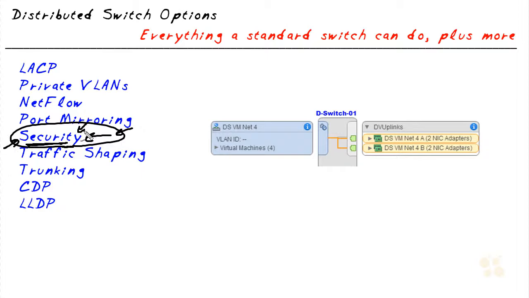And those same three features regarding security are found on a standard switch as well, except the defaults are different. On a distributed switch, the default is reject for all three of them.